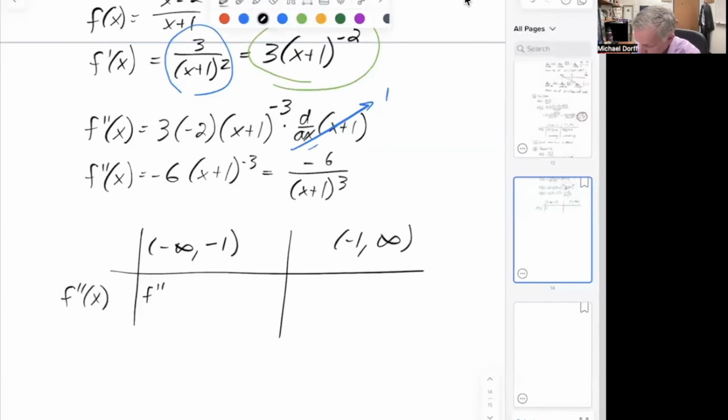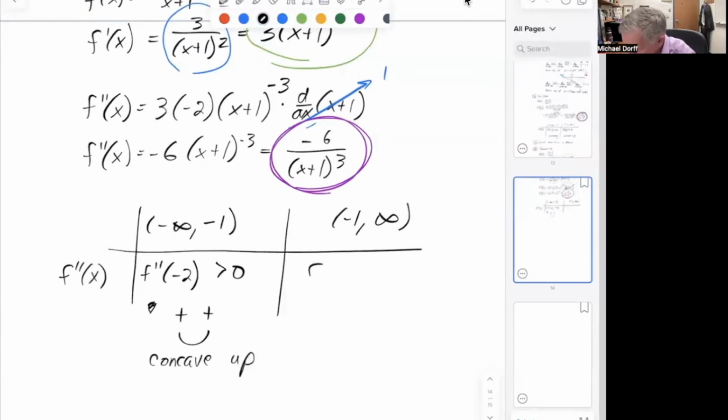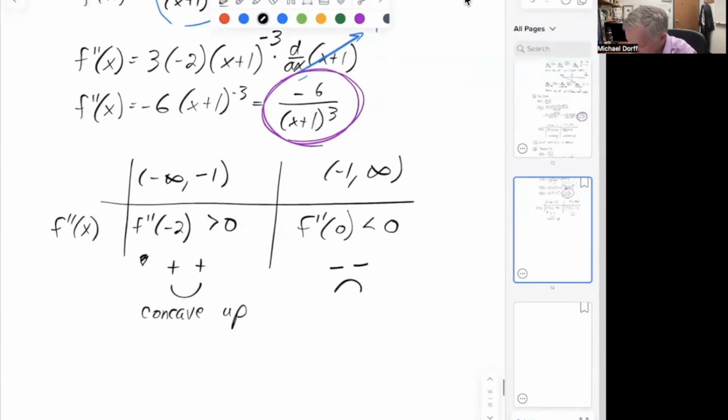So for the second derivative, I'm going to take the point negative 2. When I put that into what I have here in purple for my second derivative, I'm going to see that there is a negative on top and a negative on the bottom, and therefore it should be greater than 0. It's greater than 0, so I have two pluses, smiley face, so it's concave up. If I take a point in the second interval, like 0, when I plug 0 into the purple expression, I get a negative on top and a positive on the bottom, so that's going to be negative. I get a frowny face, and that's concave down on that interval.